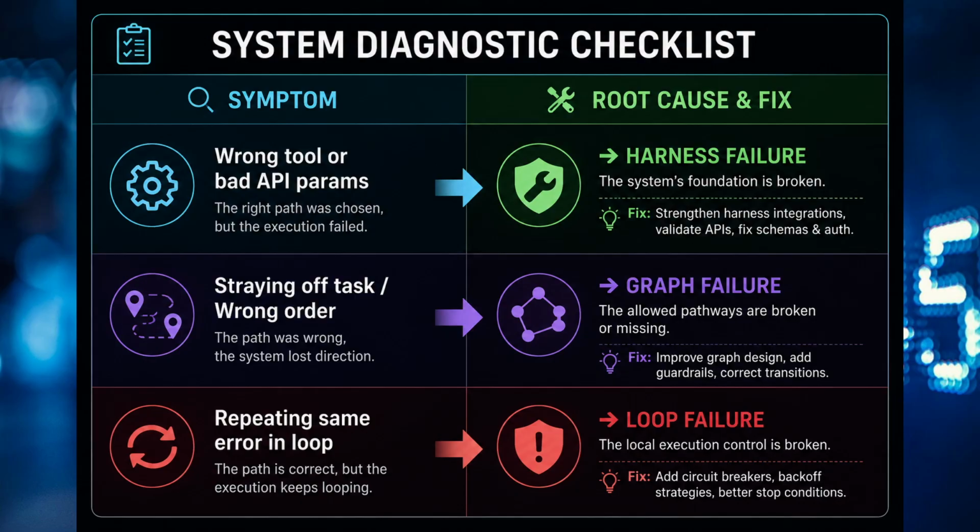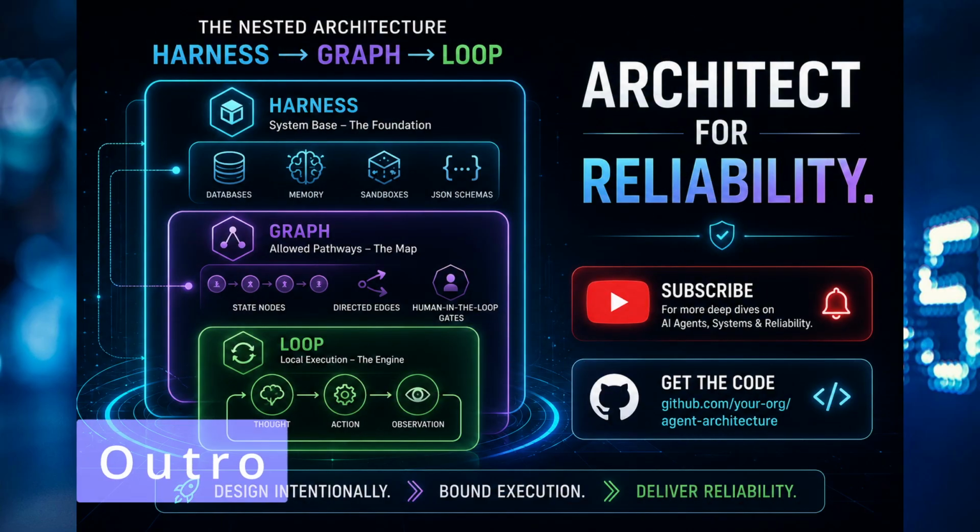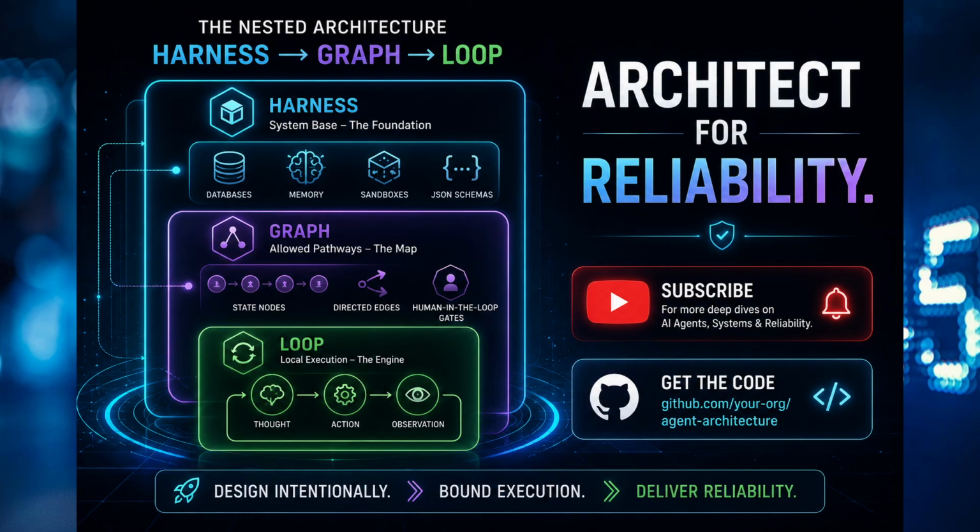Is it repeating the same mistake over and over? That's a loop failure. Replace self-evaluation with deterministic external tools and strict retry caps. Stop fighting with prompt engineering to fix system-level bugs. Treat LLMs as probabilistic engines and build the deterministic architecture they need to succeed.